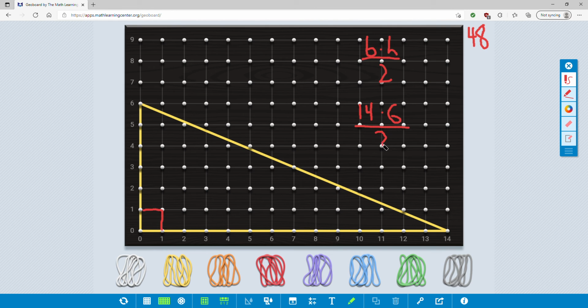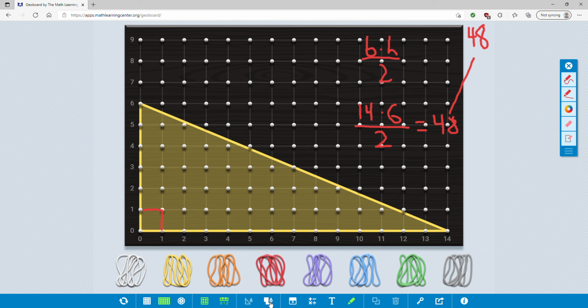Now by this time, they've probably noticed that something very similar is happening, and that the answer to that is going to be 48. So that they can see that both triangles had an area of 48. So now, to explain this to them, it's two different shapes, both triangles, but they're different shaped triangles. You fill that in, and you see the area of that triangle.